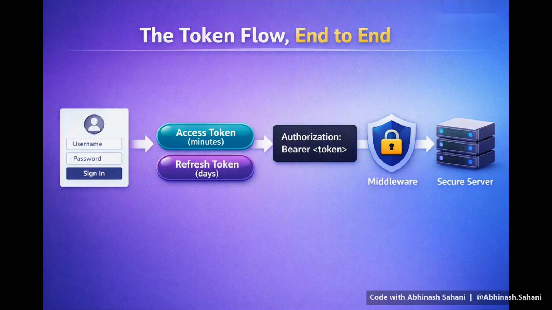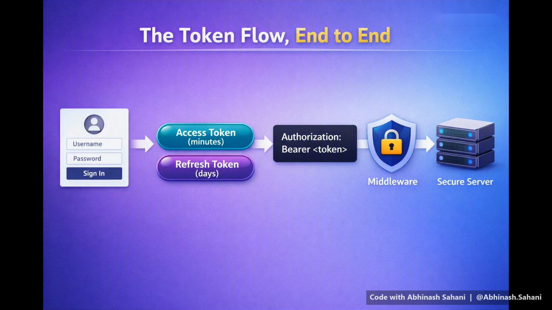The access token rides on every request as an authorization bearer header, validated by middleware before it ever reaches a controller. The refresh token is single-purpose: it only exists to get a new access token from the refresh endpoint, and it should never be accepted as an API credential on its own. Expiry is the real security boundary here.